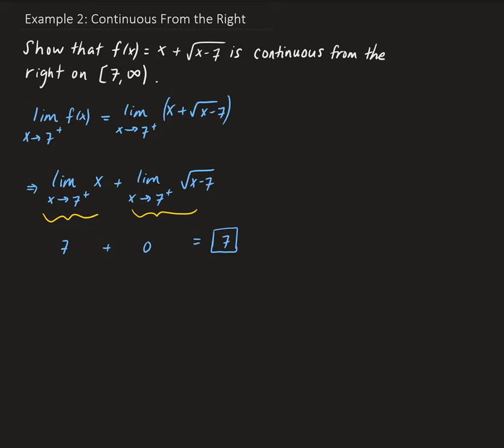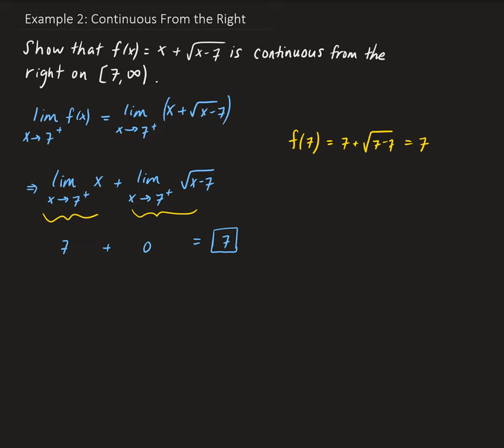So now we have to check the function value. We have to evaluate this function at 7. This is using the theorem for continuity from the right side. So f of 7 is going to be 7 plus square root of 7 minus 7, so this is going to give us 7.